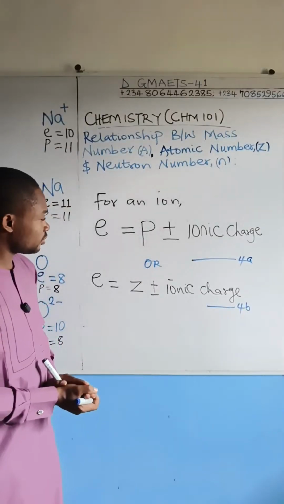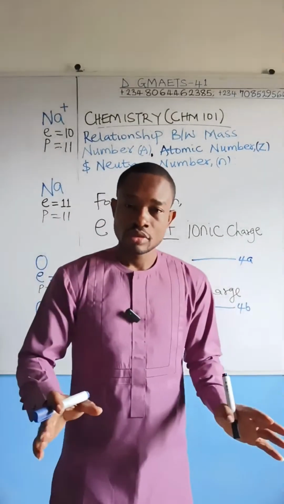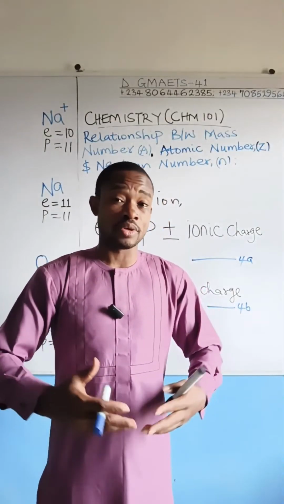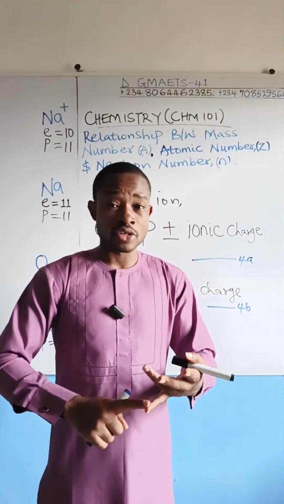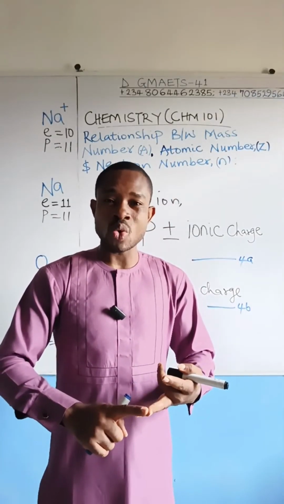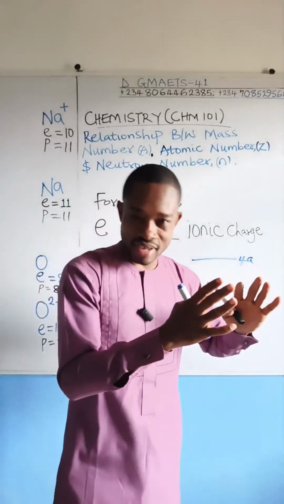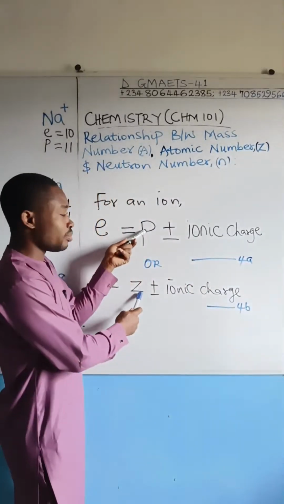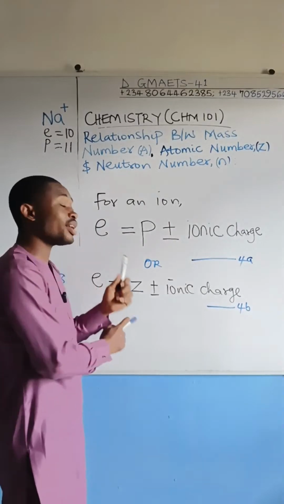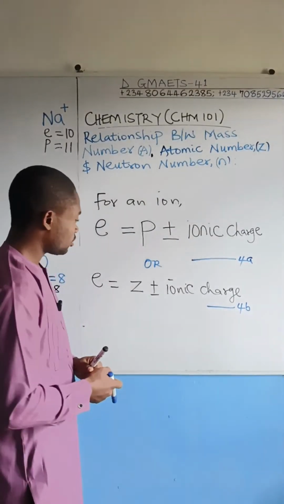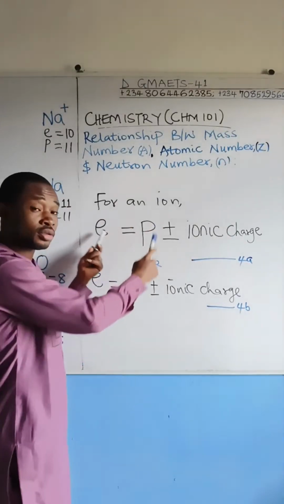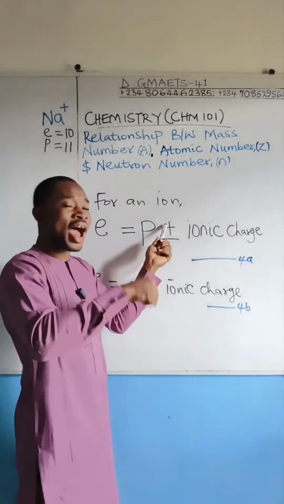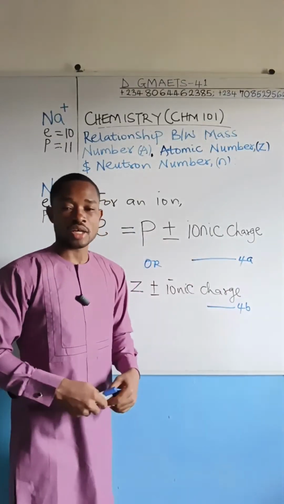Okay? Good. So if I give you any ion, and you want to calculate the number of electrons that ion has, maybe you know the atomic number or you know the proton number of the ion, because atomic number does not change. Proton number does not change, whether that element is in atomic form or whether it is in ionic form. Proton number and atomic number remain the same. They don't change. It is electron number that will be affected. So if you want to get the electron number for an ion, all you have to do is go to the proton number or the atomic number of that ion. Then either you add or you subtract the ionic charge.